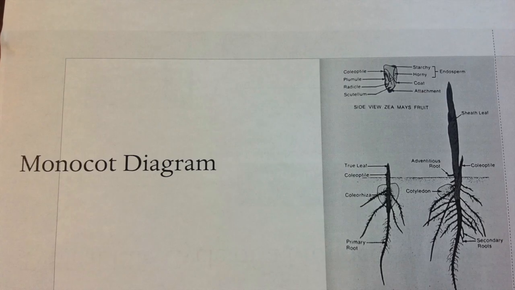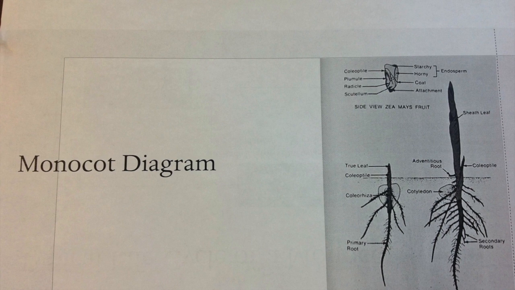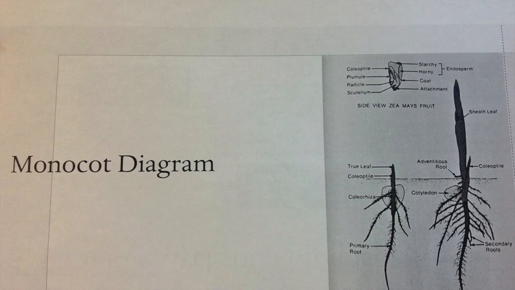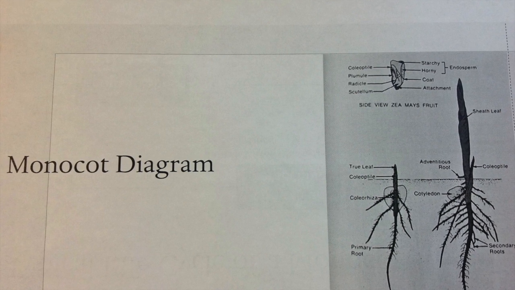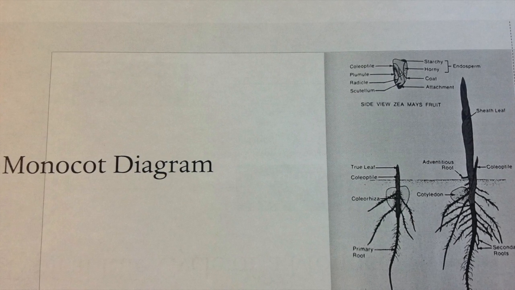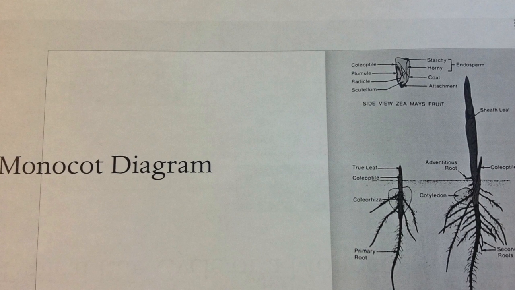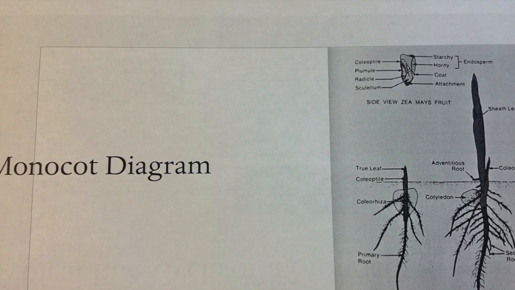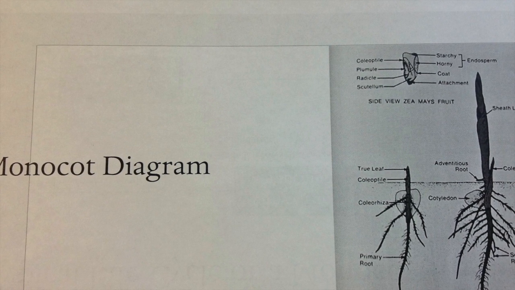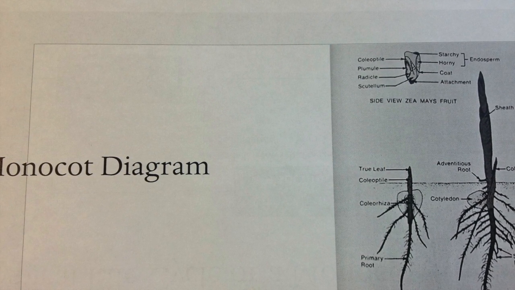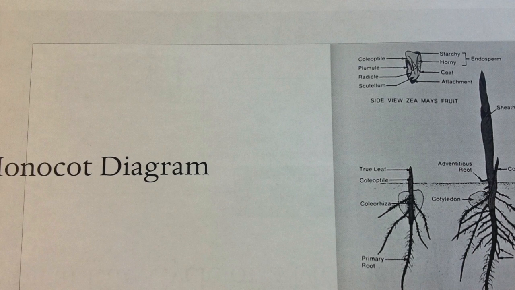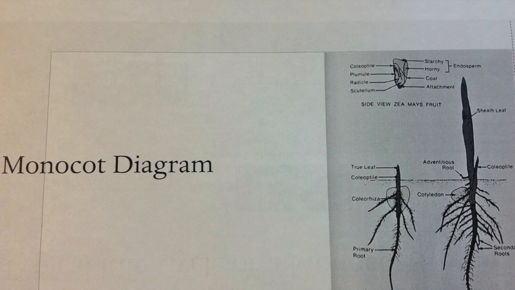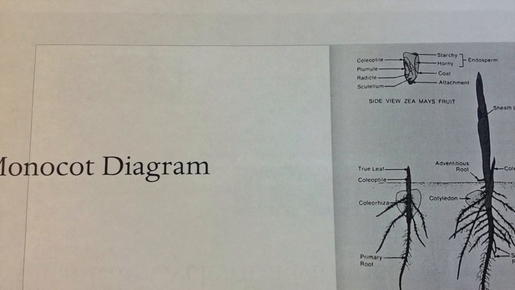Here we see a monocot diagram. On the right hand side, you will see the diagram of the corn growing, because corn is a prime example of a monocot. We have the primary root growing down, along with secondary roots, a true leaf, and the cotyledon being shown. The seed at the top means for each part of the seed. I will show you those here momentarily.